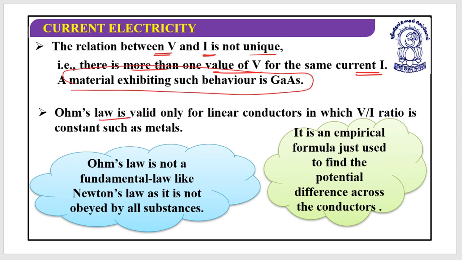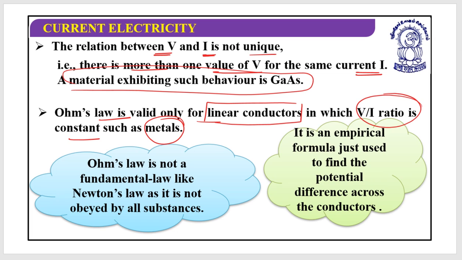So Ohm's law is valid only for linear conductors. Please note, this is a limitation of Ohm's law: it is valid only for linear conductors in which the V versus I ratio is constant. And this is the case when we are talking about metals only. So if it is a metal, we can absolutely apply Ohm's law, and it will be valid and applicable when it is a case of metals.